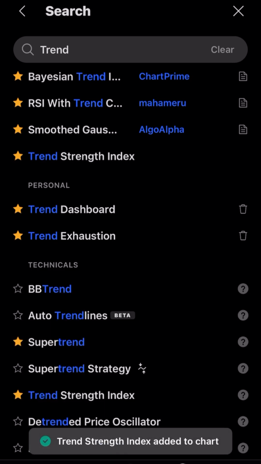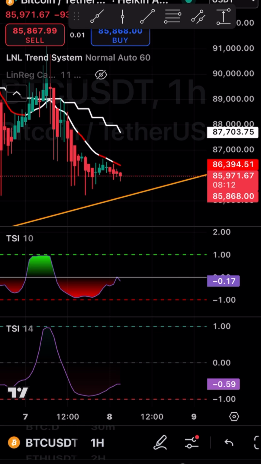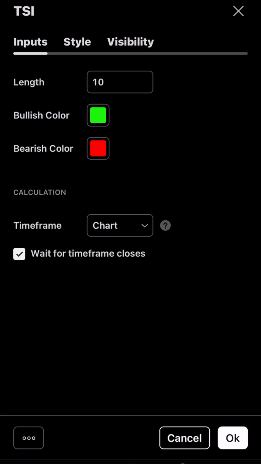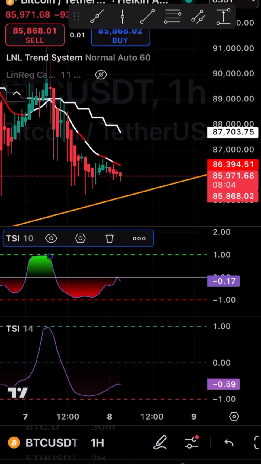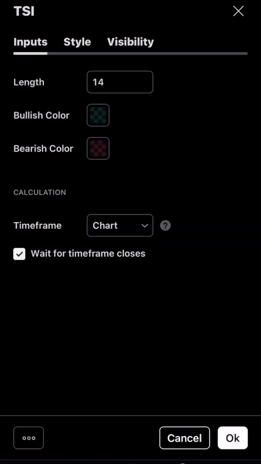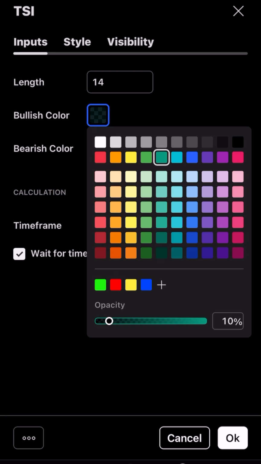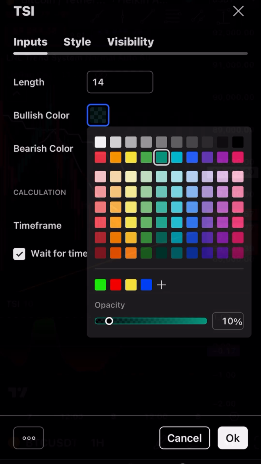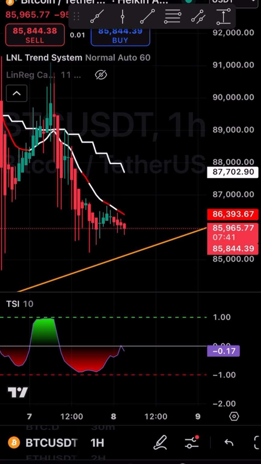The next one you want to go into is the trend strength index. You want to hit that one, and by default, it's going to look like this. What I basically do for this is I change my length to 10, and then I bring up the opacity. I make it a bright green and a bright red. It's basically what it's going to look like right here.